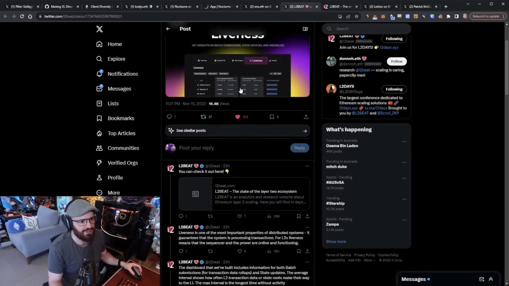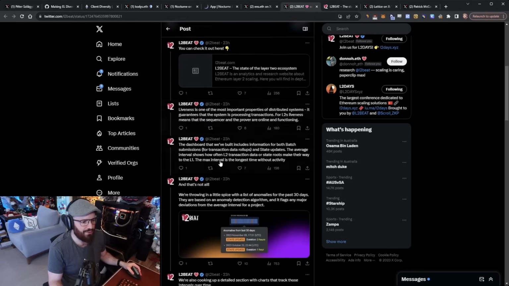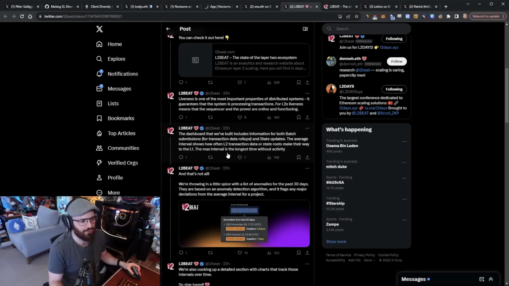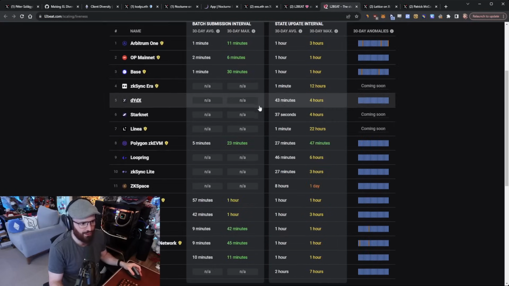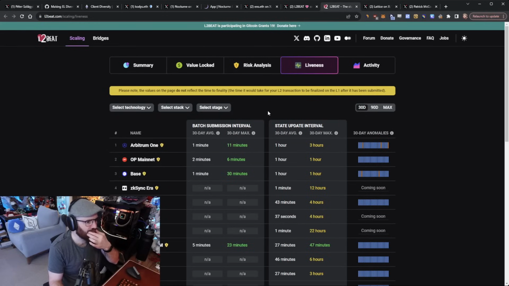But basically what this is, as L2 Beat describes it, they say the dashboard that we've built includes information for both batch submissions for transaction data rollups and state updates. The average interval shows how often L2 transaction data or state routes make their way to the L1. The max interval is the longest time without activity. So if you go to this dashboard, you can see what the batch submission interval is for the different L2s, and what it is for not just batch submissions, but state update intervals over the last 30 days on average, and over the last 30 days, what the max time was.